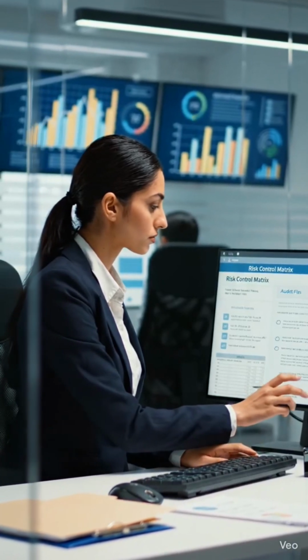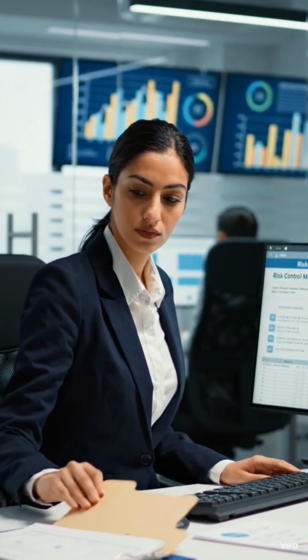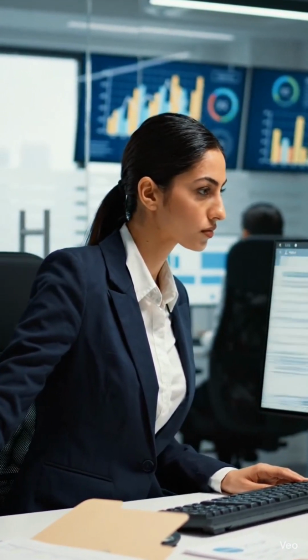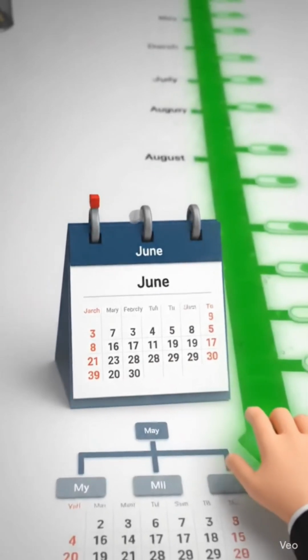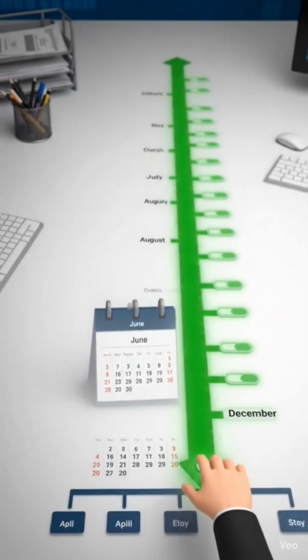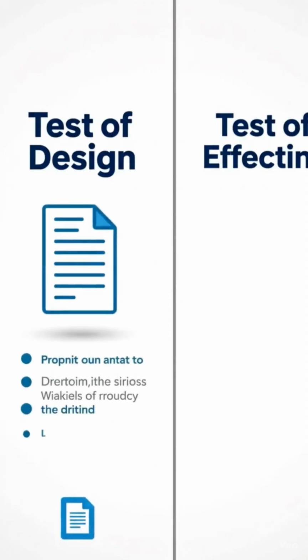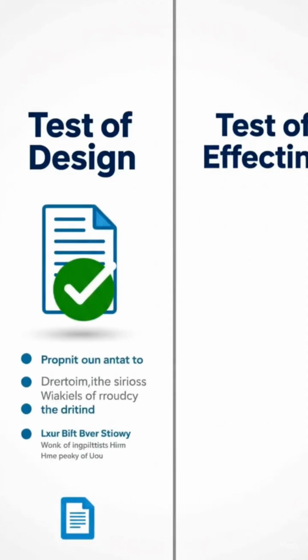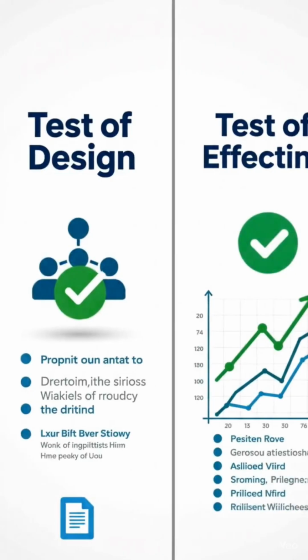Imagine a company has many controls to prevent mistakes and fraud. But how can auditors know those controls actually work during the year? That is where test of effectiveness comes in. Auditors verify whether a control operated consistently throughout the audit period. Test of design checks whether a control is properly designed. Test of effectiveness checks whether employees actually followed that control.